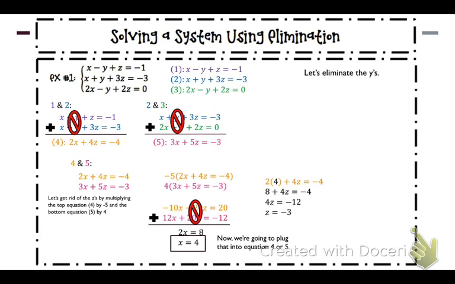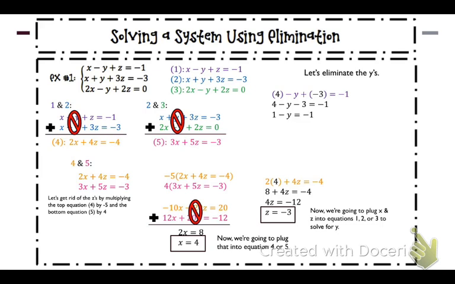Okay, now I have x and I have z, so I can just plug this back into equations 1, 2, or 3. It doesn't matter which one. And then we just solve for y. So I'm going to plug it into equation 1. So I have 4 minus y plus -3 equals -1. So that's 4 minus y minus 3 equals -1, which is 1 minus y equals -1. Subtract that one over, that's -y equals -2. Divide by -1, so y equals +2.